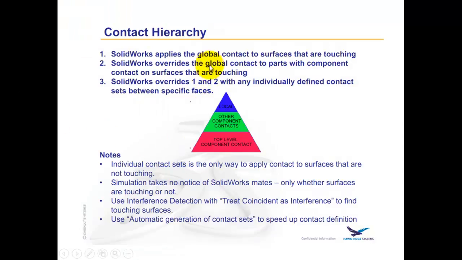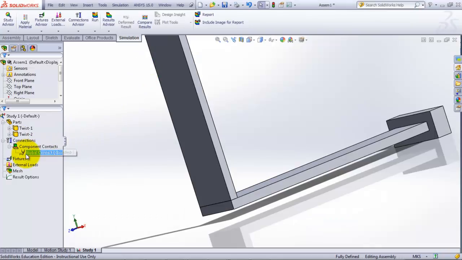The next one, the one that would override the global contact, would be anytime someone declares a component contact on surfaces that are touching. So component contact is what this one's actually under. It's under a component contact, but it's also considered global.